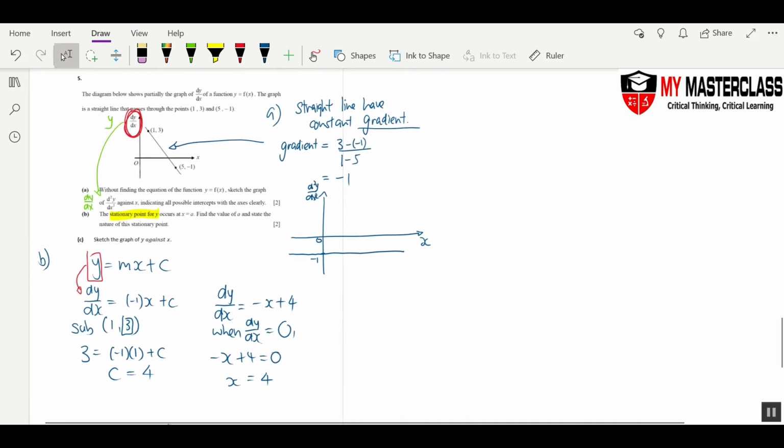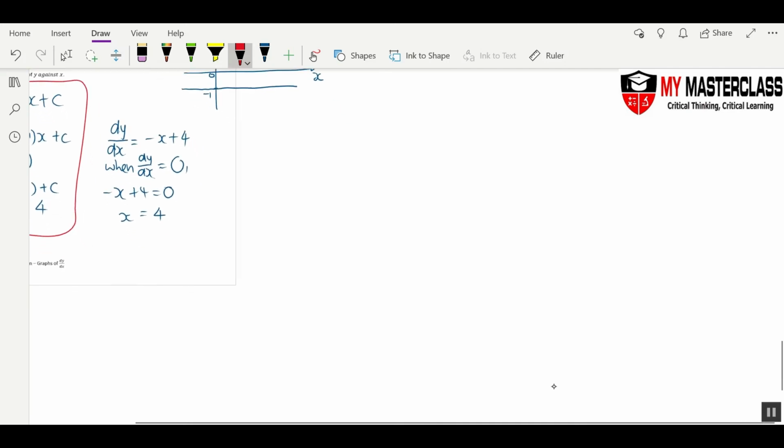Okay, understand? So in fact, is this part related to differentiation? No, it's not related to differentiation. It is coordinate geometry. And again, you need to paradigm shift yourself because the one on the y-axis is not y. It is dy/dx. Okay, x equals 4, which means that a is equal to 4.